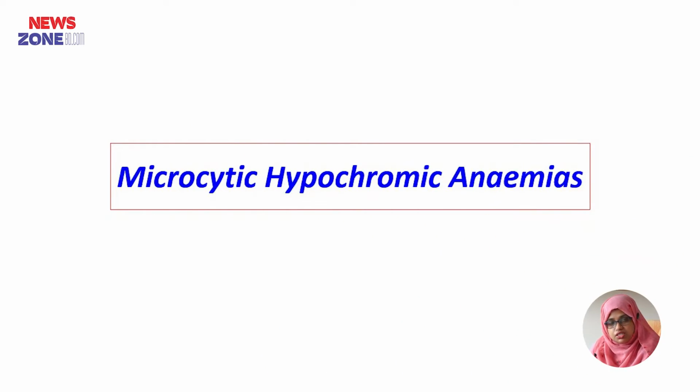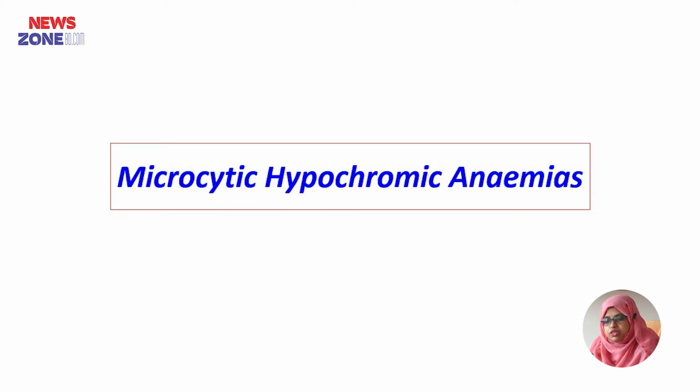In our previous class, I have already discussed anemia, the classification of anemia, and also the common clinical features of anemia. So now you know that anemia can be morphologically classified into three categories on the basis of MCV, MCH and MCHC concentration. Morphologically it is classified into microcytic hypochromic anemia, normocytic normochromic anemia and macrocytic anemia. Today I am going to discuss our first topic, that is microcytic hypochromic anemia.